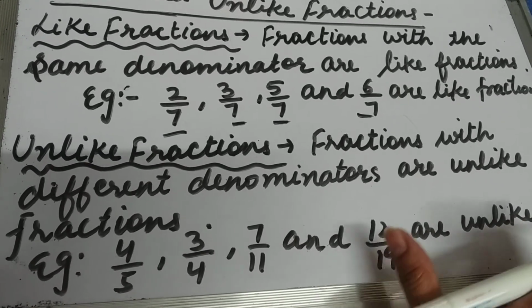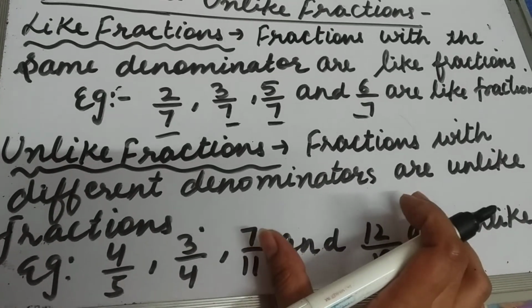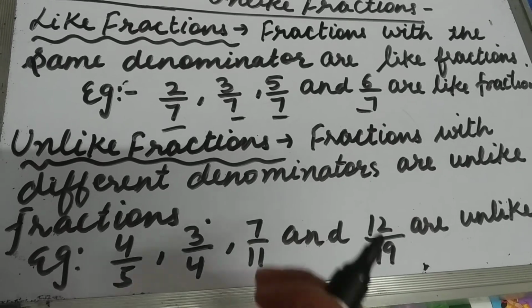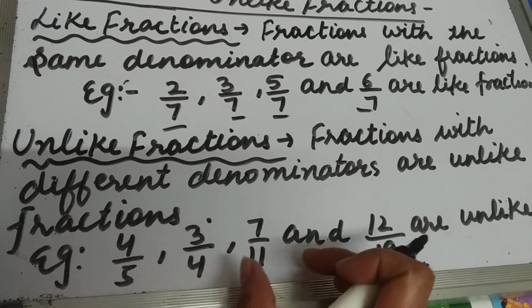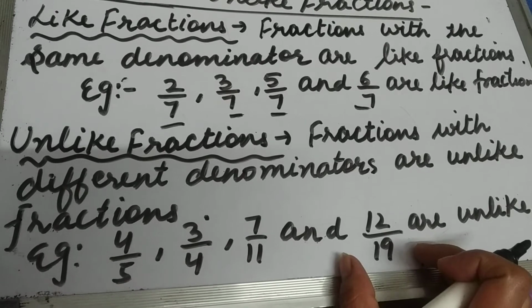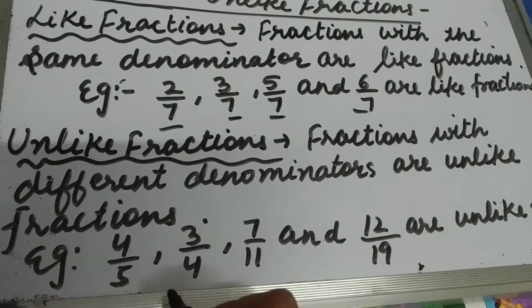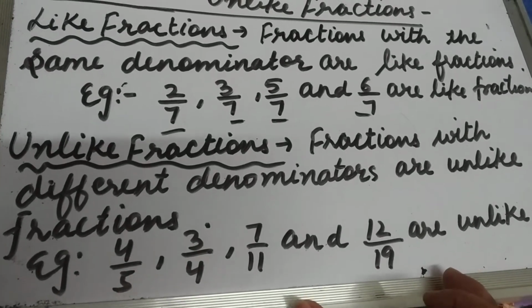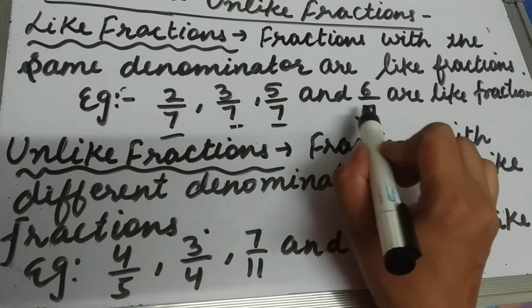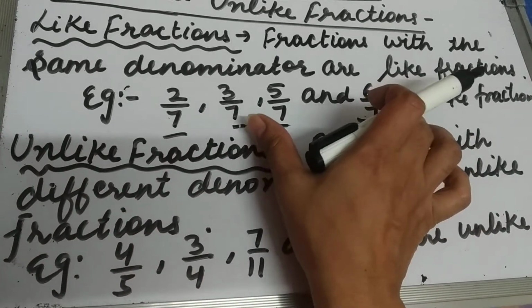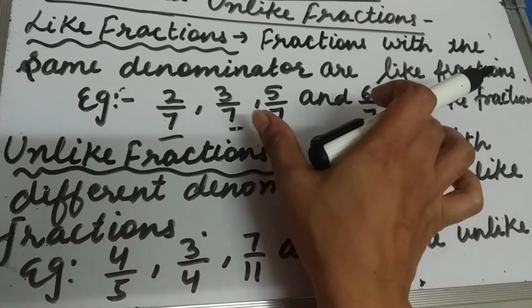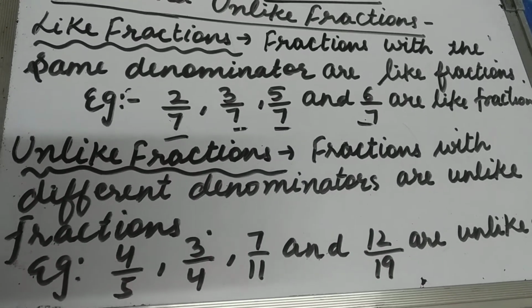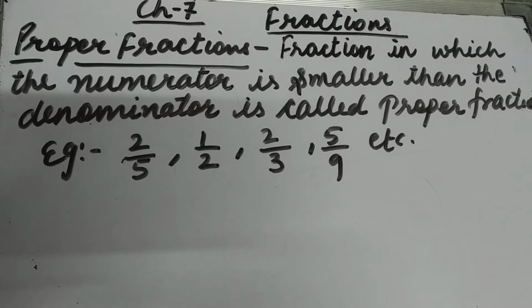Next is unlike fractions. Unlike fractions are the fractions with different denominators. See, 4 by 5, 3 by 4, 7 by 11 and 12 by 19. All these are unlike fractions because all these fractions have different denominators. In the earlier example, the denominators were the same, so those were like fractions, and in this one all the fractions have different denominators, so these are unlike fractions.